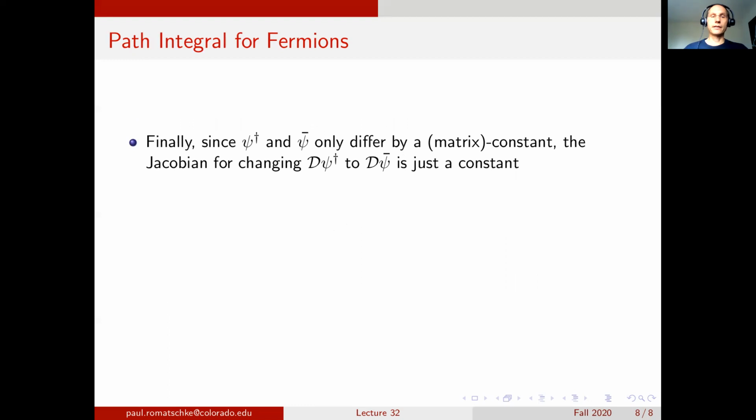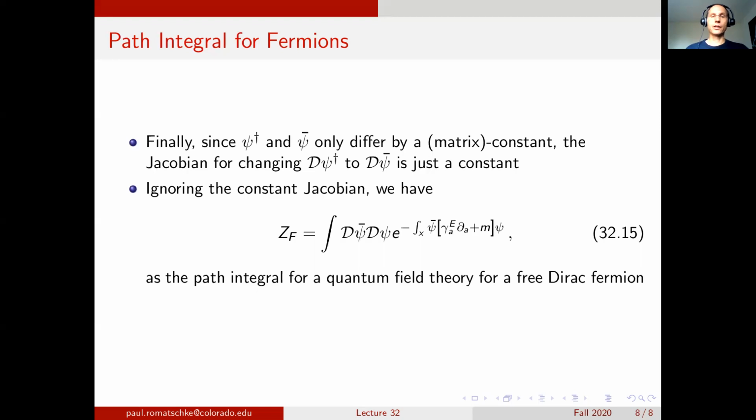And finally, since the spinors psi dagger and psi bar only differ by a constant, namely the matrix gamma 0, the Jacobian from changing d psi dagger to d psi bar is also just a constant, which we can again absorb in the overall constant that's multiplying the partition function. So if we ignore this constant for now, we can write down that the partition function for the fermionic quantum field theory is given as the following expression here, where psi is taken to be the spinor field corresponding to a Dirac fermion.